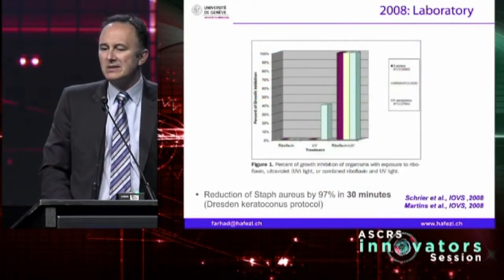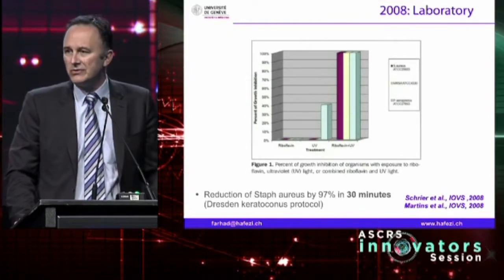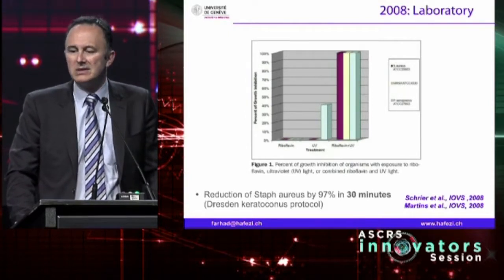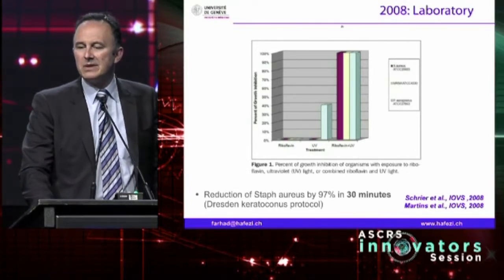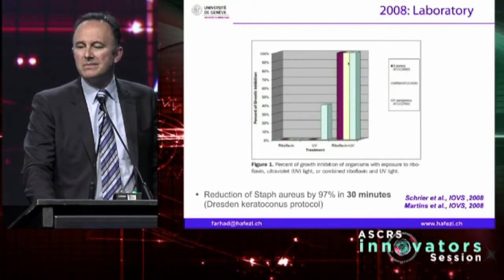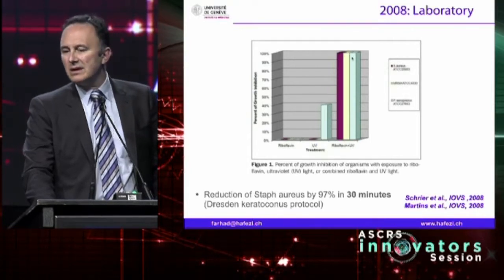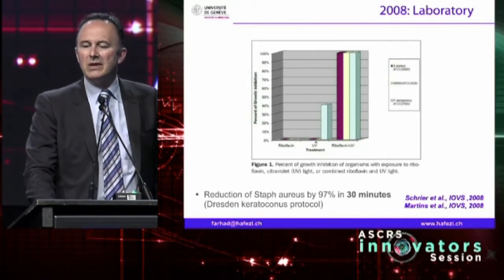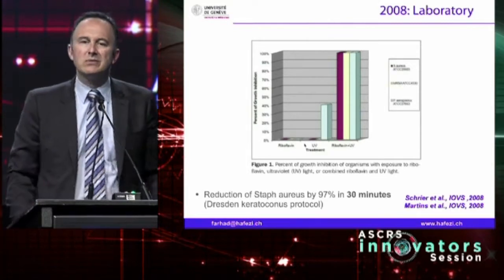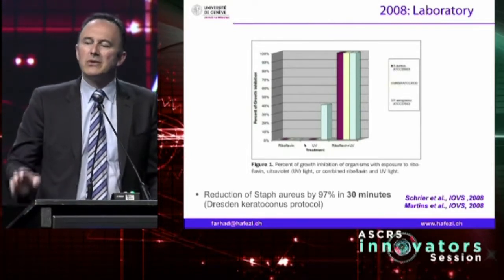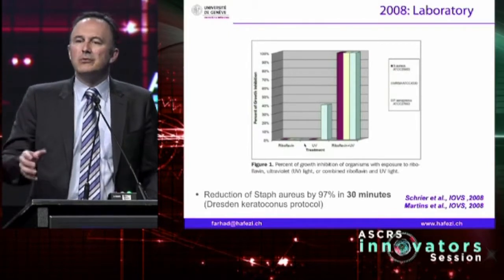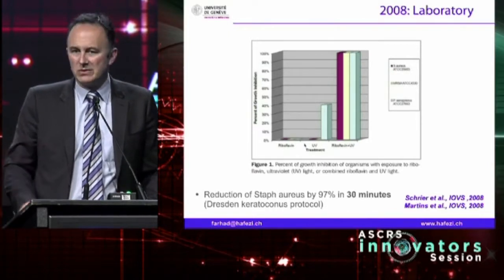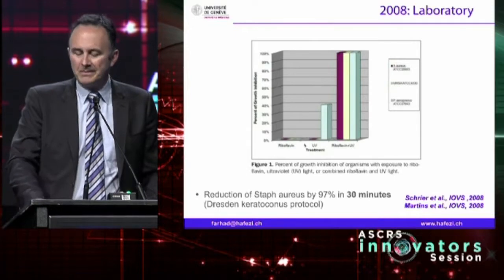Laboratory results. The first two studies appeared in IOVS by two different groups, Schrier and colleagues and Martins and colleagues. You see here a figure of the Schrier paper showing that this is the control. So you have a big amount of untreated MRSA and I think it's Pseudomonas in culture. And when you shine UV light on them, you might drastically reduce the number, 97% in 30 minutes. So what the researchers did there, they applied the Dresden protocol they had at the time for keratoconus. That was the proof of principle.